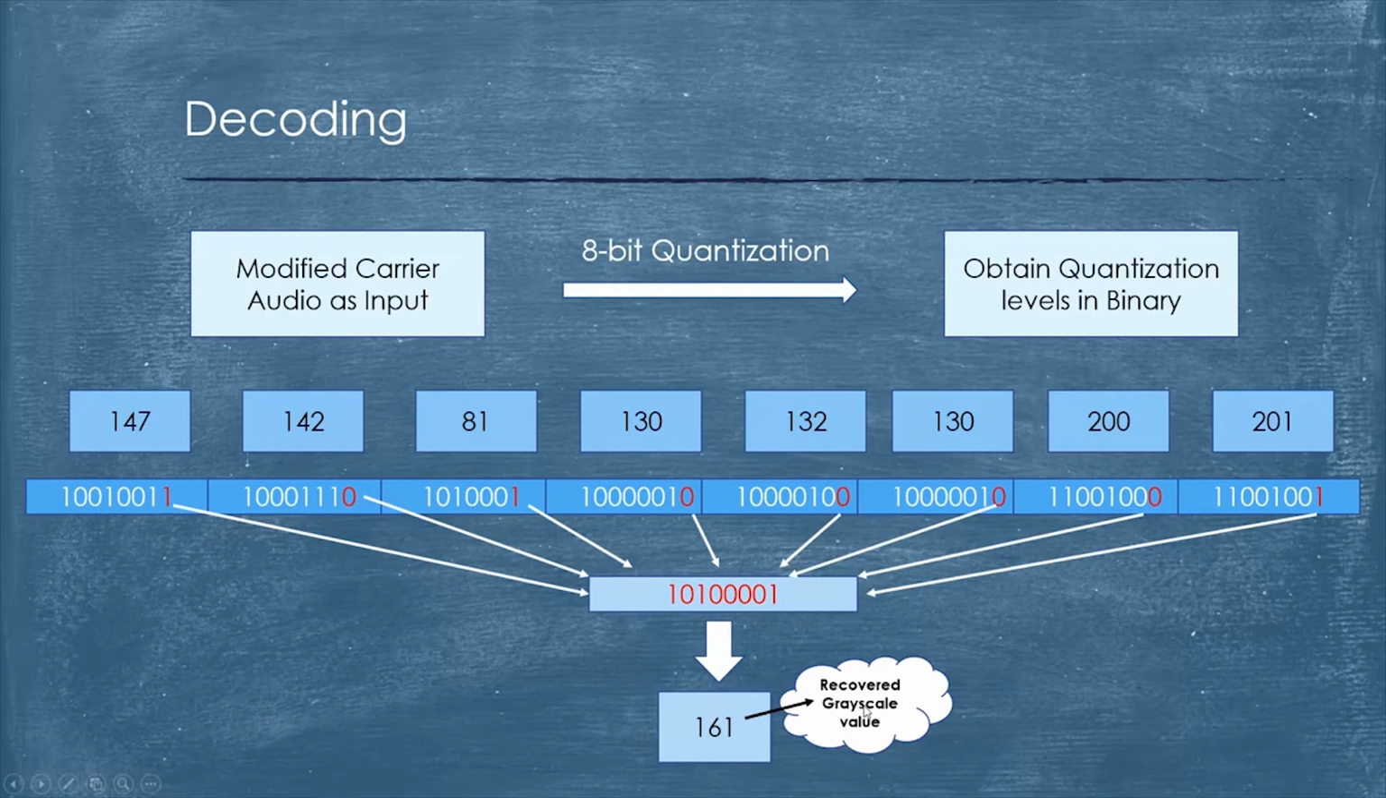In this way we can get the rest of the grayscale values as well, by isolating the next 8 bytes of the quantization levels and extracting their respective last bits.